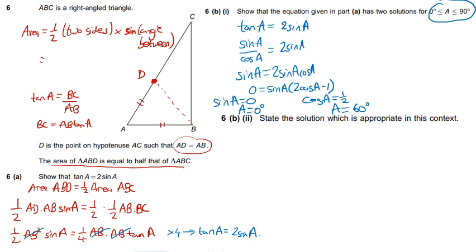And B part 2, state the solution which is appropriate in this context. Well, if A was equal to 0, then we wouldn't have a triangle, we'd just have a flat line. So it must be A equal to 60 degrees. It just says state as well, so we don't need to explain why that is. We just need to state that A is 60.